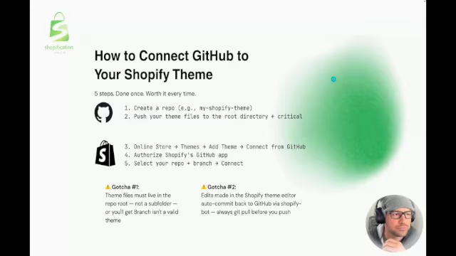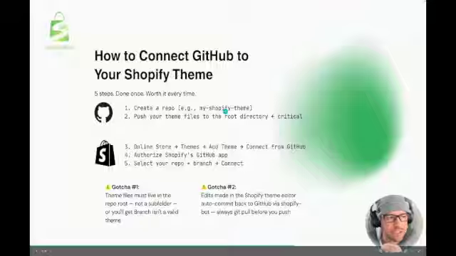Then this is how you connect GitHub to your Shopify theme. Just 5 steps, very simple. First, create the repo, give it a repo name, push your theme files to the root directory. That's very important that it's the root directory, otherwise you'll run into gotcha number 1. Theme files must live in the repo root, not a subfolder, or you'll get "branch isn't a valid theme." And that's what this presentation is about, focusing on only themes. You can get at apps and other Shopify tooling, but this presentation is about themes.